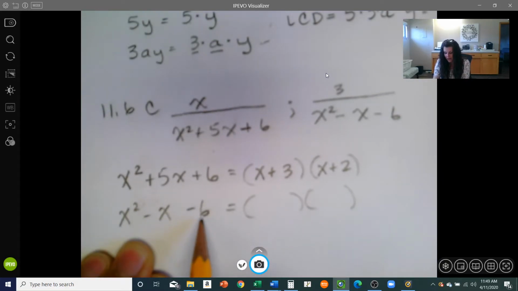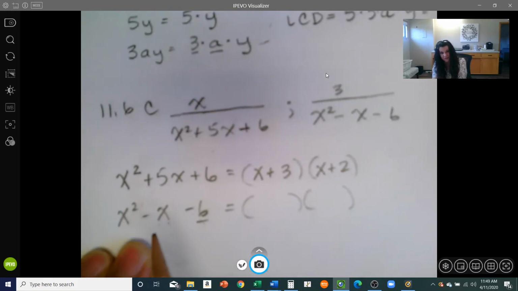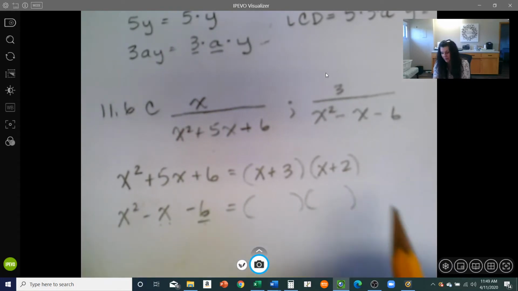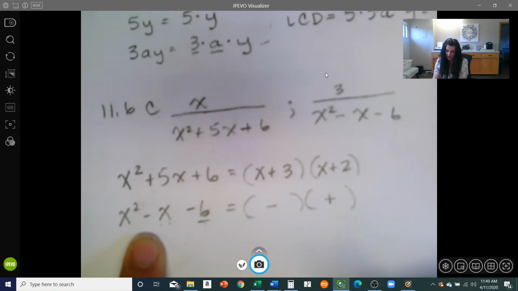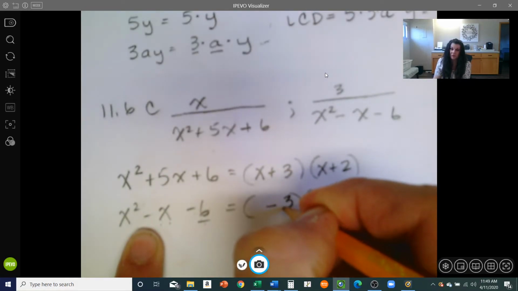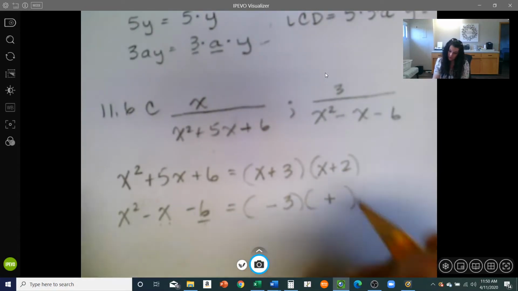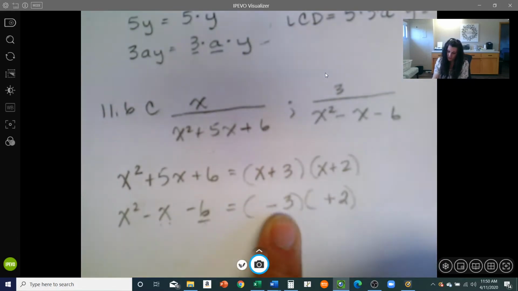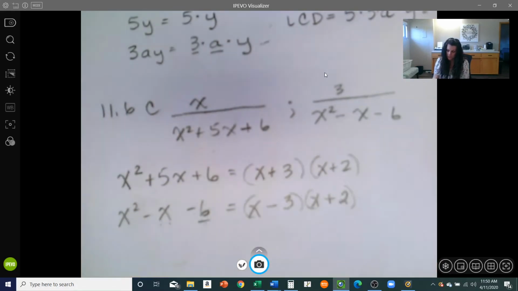Now here I have this 6, but I have a negative 6 and I have a negative x. So that means one of my numbers is negative and one is positive. And the larger one is negative because I have a negative x. So the difference between 3 and 2 is 1, but 3 times 2 is 6. So when I factor, I have x minus 3 times x plus 2.